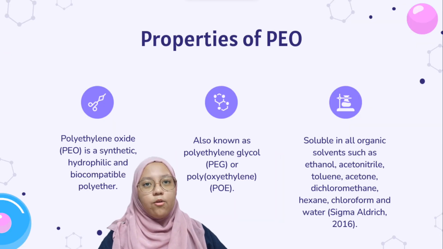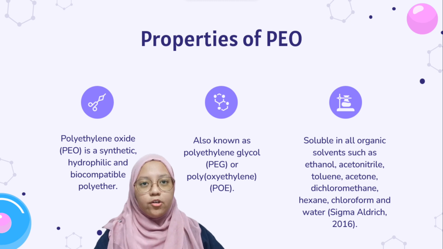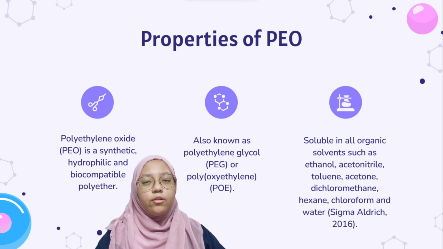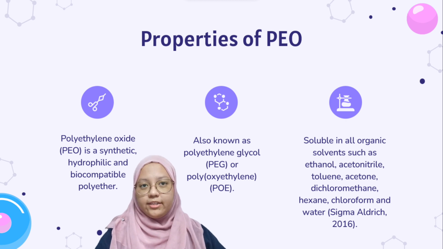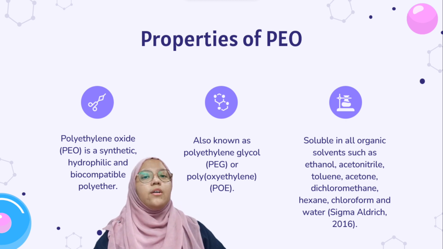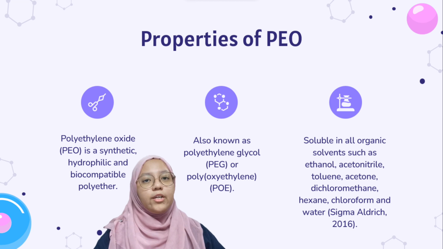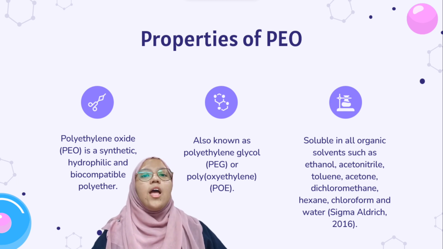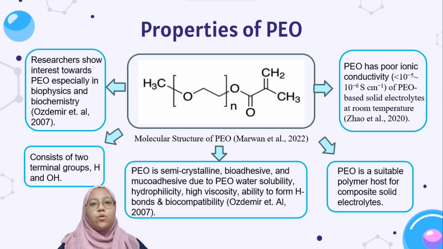Polyethylene oxide, PEO, is a synthetic, hydrophilic, and biocompatible polyether. It is also known as polyethylene glycol, PEG, or polyoxyethylene, PEO. So, this polymer is soluble in all organic solvents such as ethanol, acetonitrile, toluene, acetone, dichlorobutane, hexane, chloroform, and water. Researchers show interest towards PEO, especially in biophysics and biochemistry.